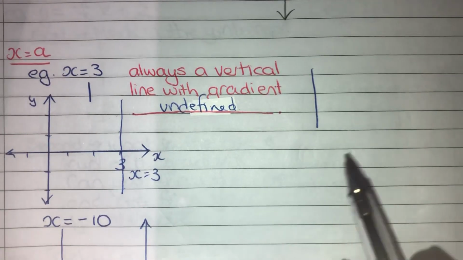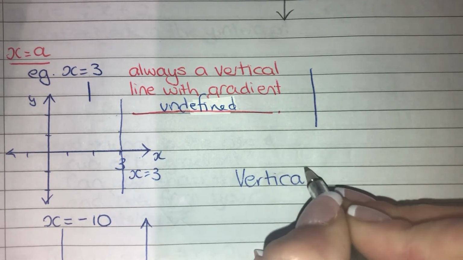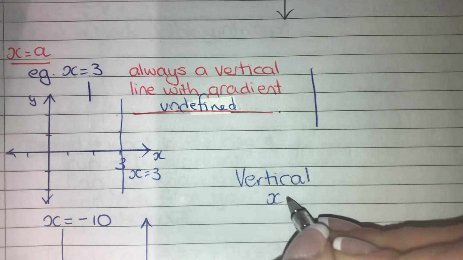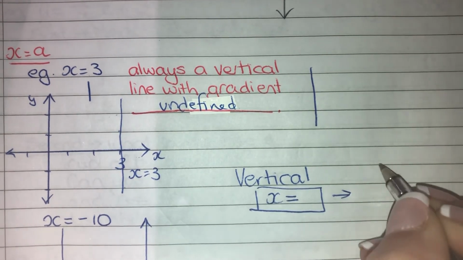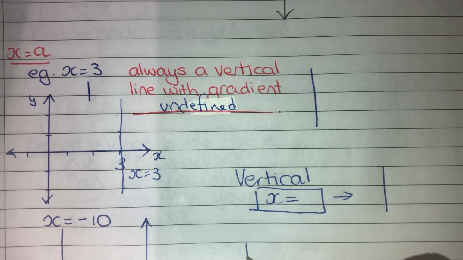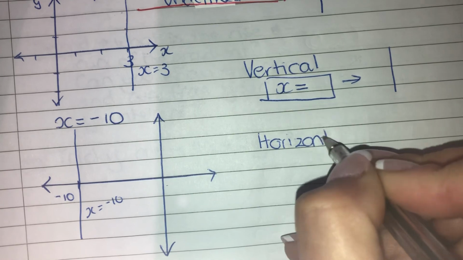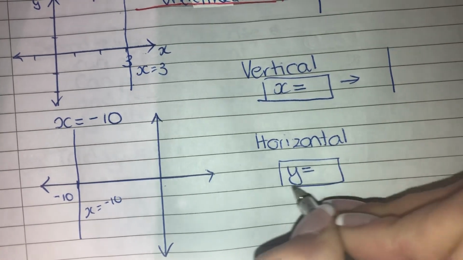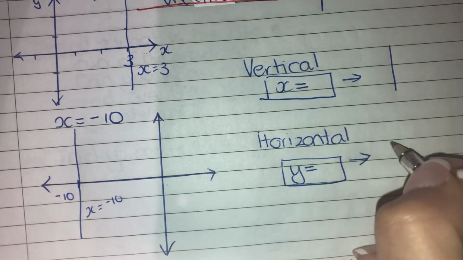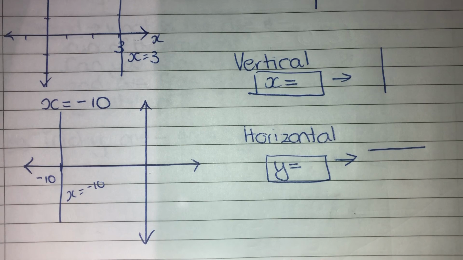For this one, I would suggest that right now you just write vertical, which is always x equals, and they always look like this, and write horizontal. So this is all the notes you've got for this today. Y equals, and it's going to look like this. All right, that's what you should have in your book today.